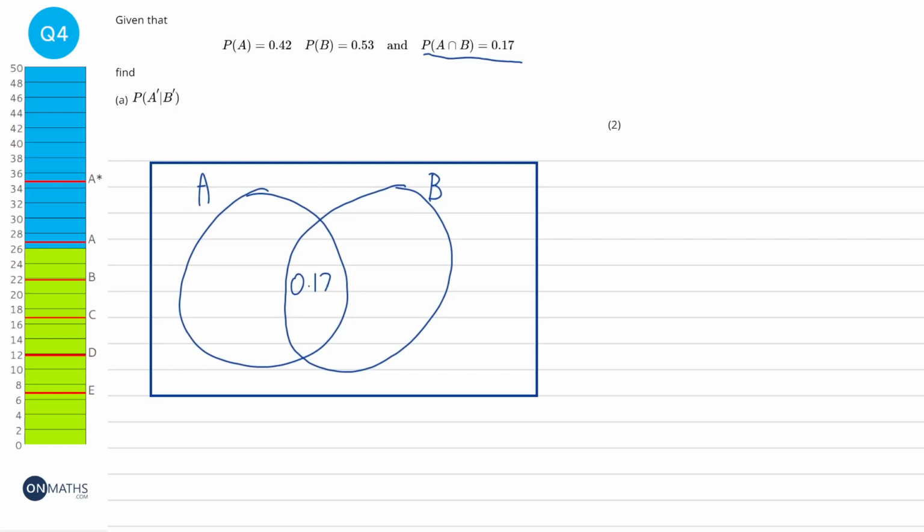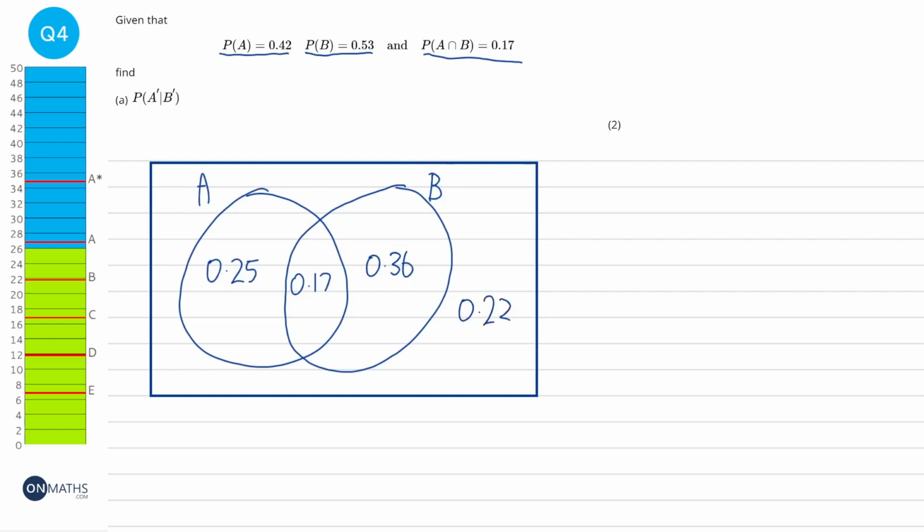If the probability of the overlap is 0.17 and the total probability of A is 0.42, we can just do 0.42 take away 0.17, and that would be 0.25. And then same with probability of B. We just take that 0.17 away from the 0.53, and that will leave 0.36. And obviously they all need to add up to 1, so we're just going to take the 3 decimals away from 1, and you get 0.22.